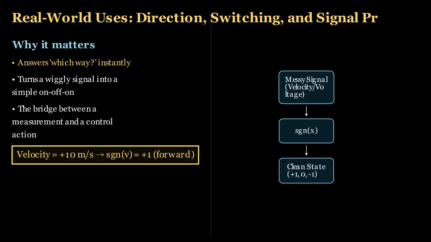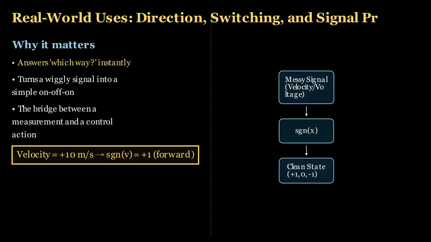or backward? It takes a messy, changing signal and turns it into a clean, three-state command: on, off, or reverse. This is the core idea behind countless switches and control systems. Let's see this in action.